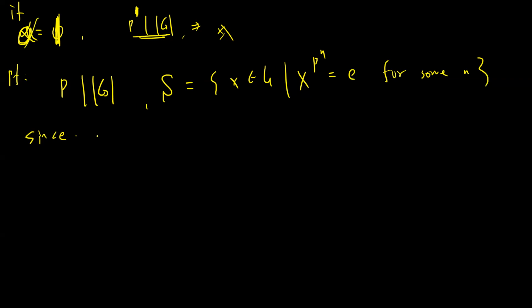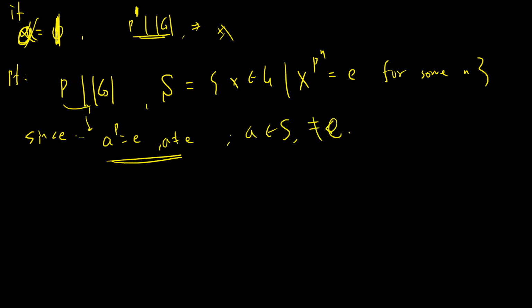Now let's see. I know that there's an element A such that A to the P is identity and A is not identity, and I know that A belongs to S. This tells you that S is not just the identity, so S has at least 2 elements. I claim S is a subgroup. So S is a subgroup of G.